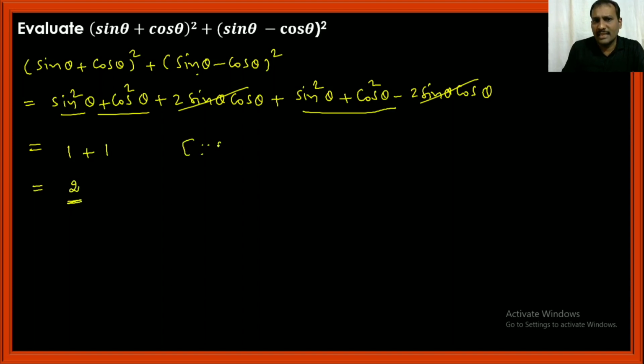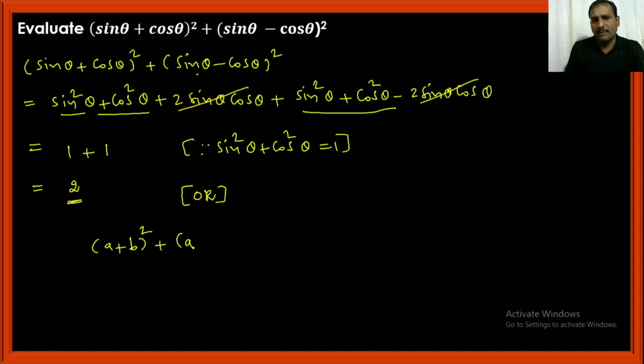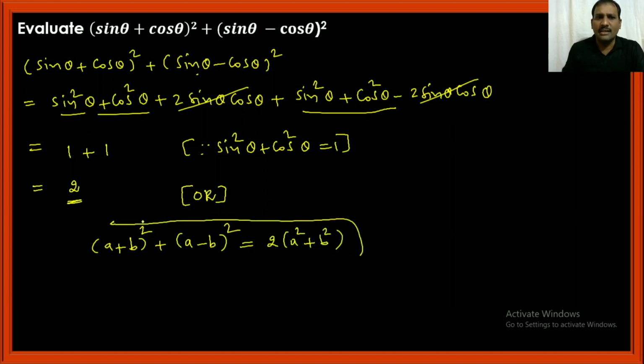What is the reason here? Sin square theta plus cos square theta is equal to 1. Or you can do it in another form. Like the question is in the form of (a plus b) whole square plus (a minus b) whole square. So that is equal to 2 into (a square plus b square). So this is the formula we have.